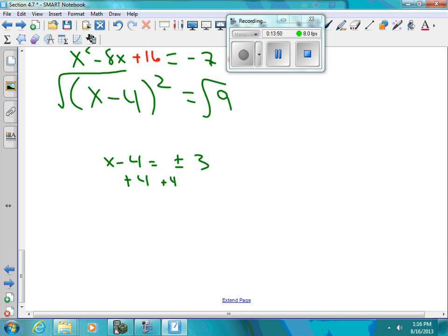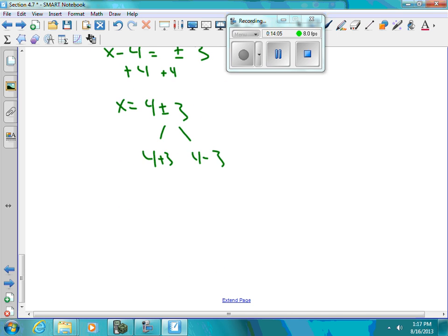Now, normally, this is where we're done. We just do 4 plus or minus some square root, but here we can do 4 plus or minus 3. We can simplify it. That points to 2 solutions, 4 plus 3 and 4 minus 3, which is 7 and 1. Those are our 2 solutions.